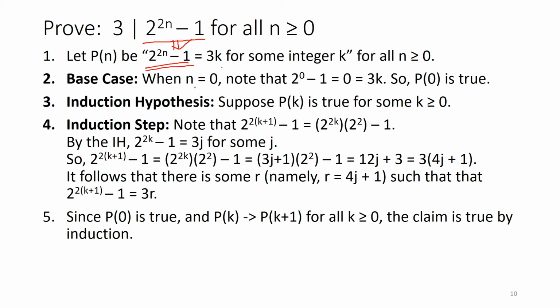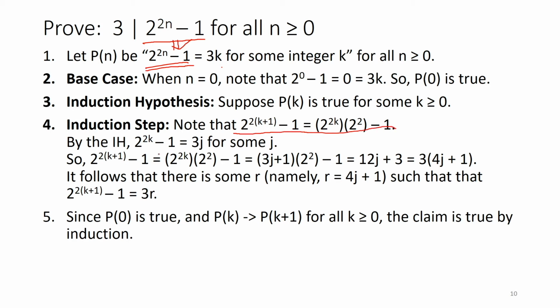When n is equal to 0, the left hand side will be 0. 3k can be 0 when k is 0. So this is true. Let's suppose P of k is true for some case. So this is P of k plus 1. We want to show this is true.